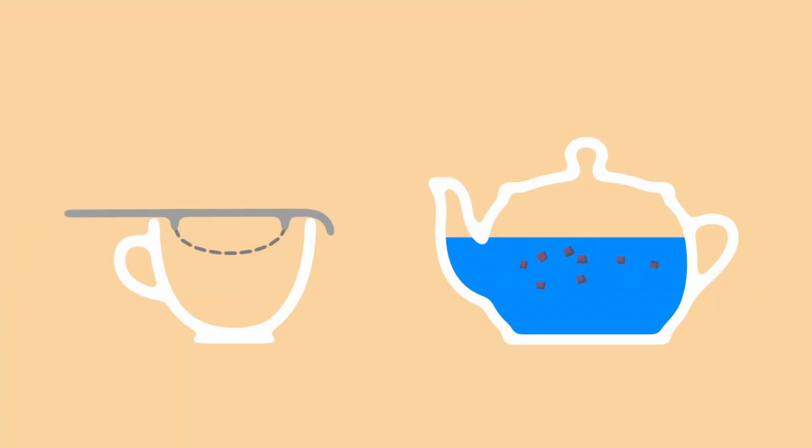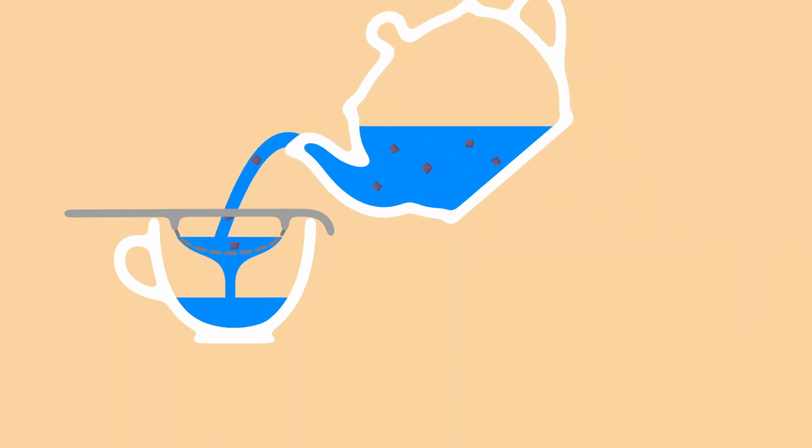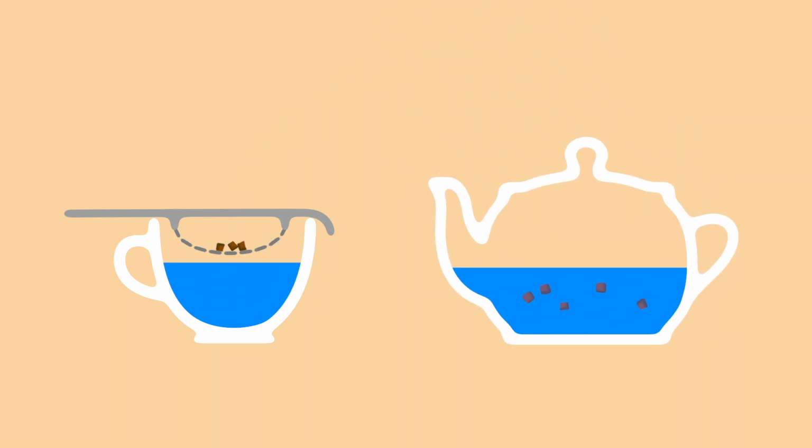When you added the leaves, you got a mixture of hot water and tea leaves, and then you would filter off the tea leaves, and filtering is a physical separation process. So we're able to separate out a mixture using physical processes.